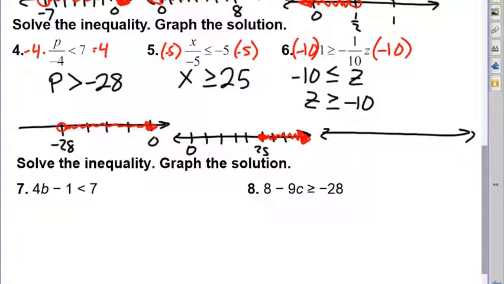Let's start on this side with -10. 9, 8, 7, 6, 5, 4, 3, 2, 1, 0. Solid dot at -10, and we'll shade all of the numbers that -10 is less than, or that are greater than -10, which is all these numbers to the right.